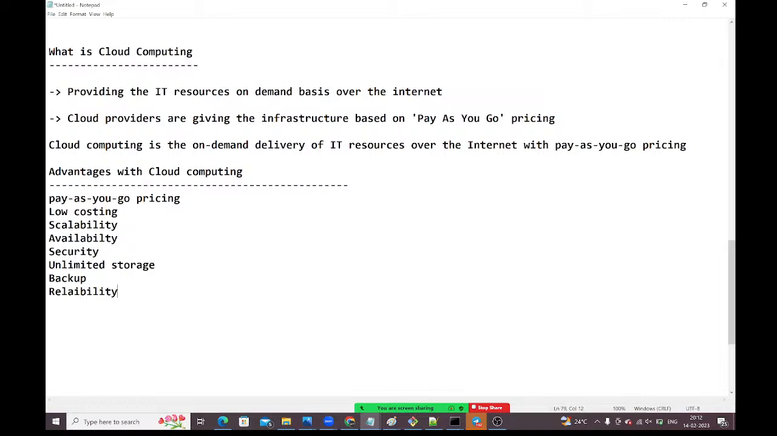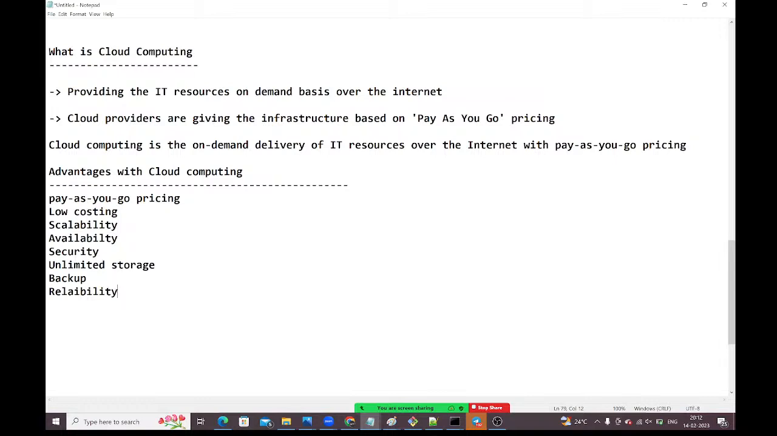Just have a look into this, guys. Suppose we set up the infrastructure on our own, then it is called on-premise or in-house infrastructure, guys. If you set up the infrastructure on your own, that is called on-premise infrastructure or in-house infrastructure. Right? On-premise infrastructure is too costly, guys.